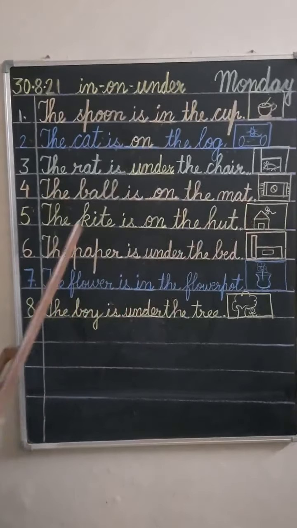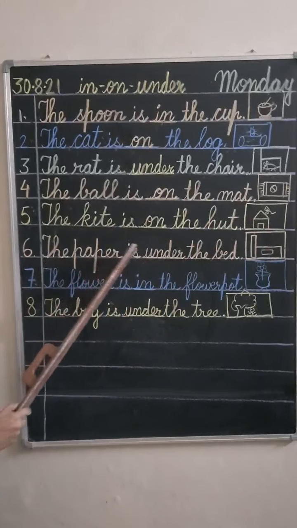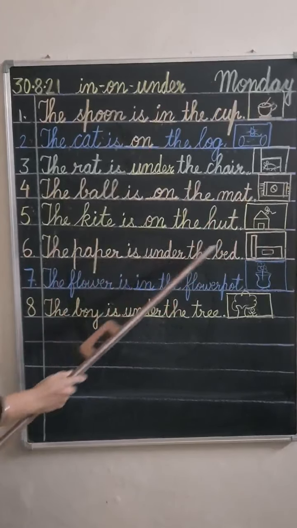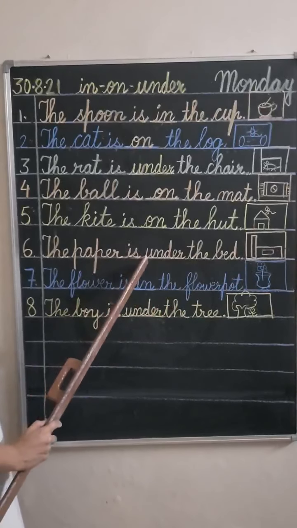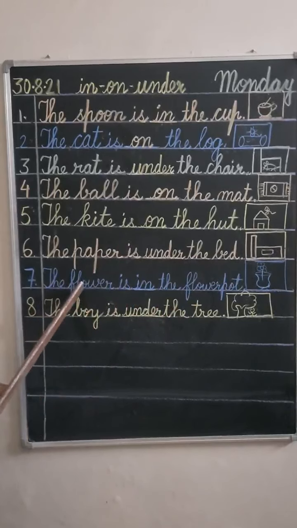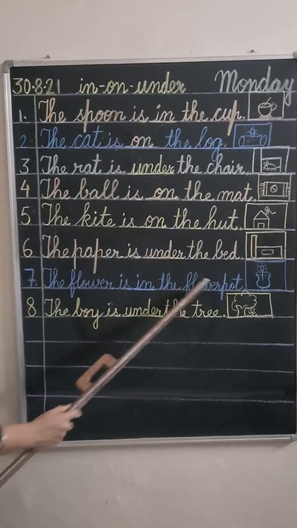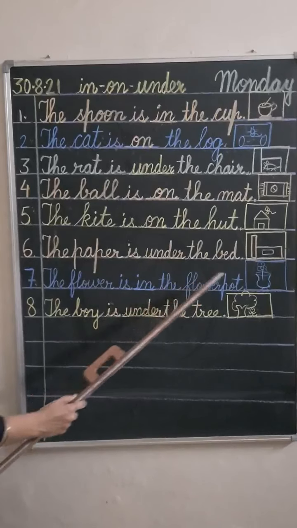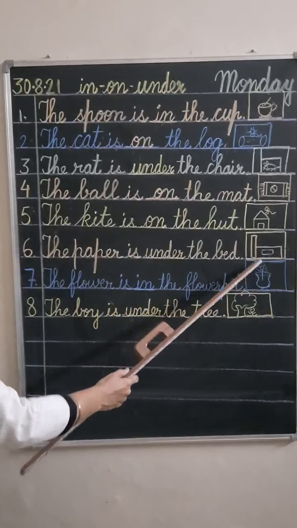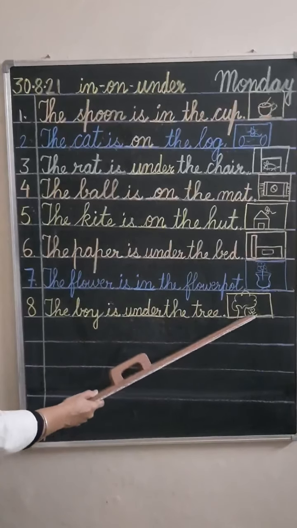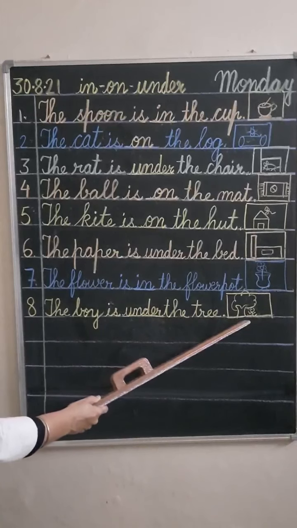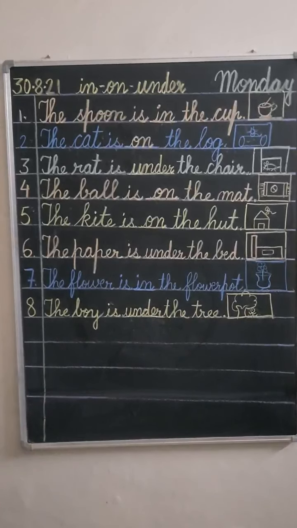हट के ऊपर kite है. Kite पड़ी है. Okay. The paper is dash the bed. Where is the paper? The paper is under the bed. So here we have written under. Okay. The flower is dash the flower pot. The flower is in the flower pot. Flower pot के अंदर क्या पड़ा है? Flower. Okay. The boy is dash the tree. Where is the boy standing? He is standing under the tree. Okay. Yes बेटा, आपको पिक्चर्स को अच्छे से अंडरस्टैंड करके then you have to fill in on under.